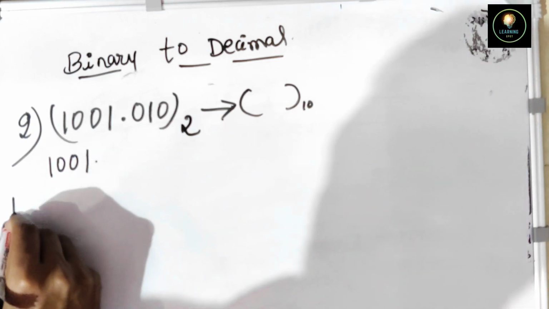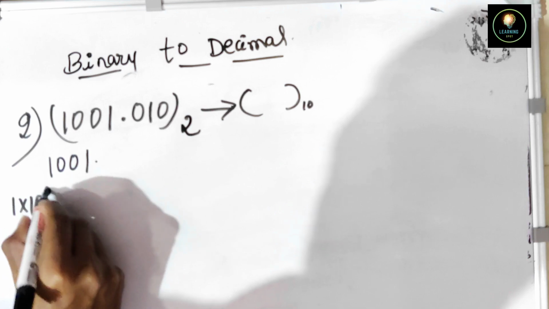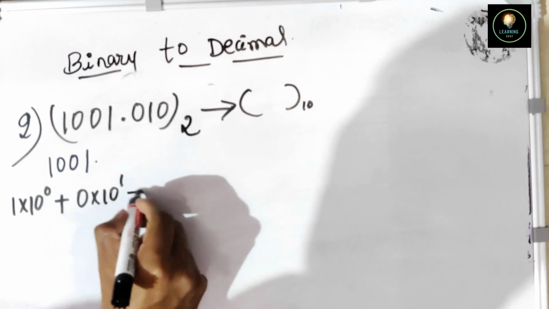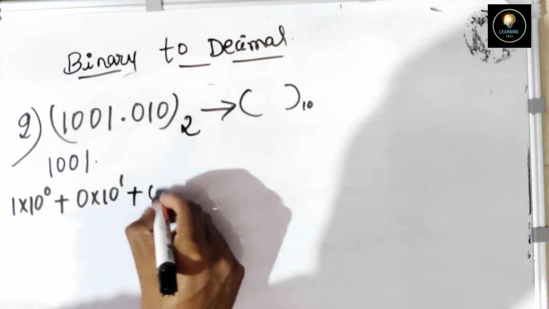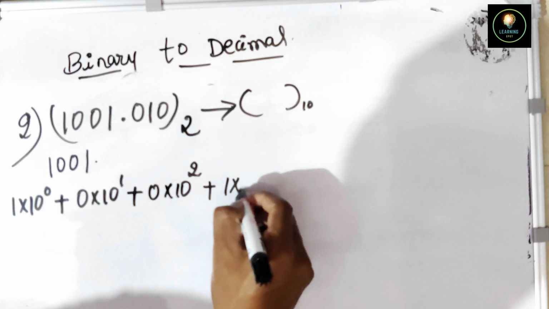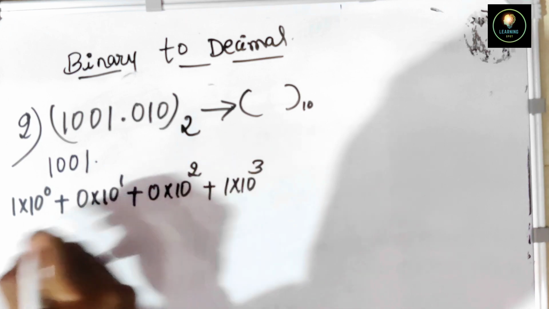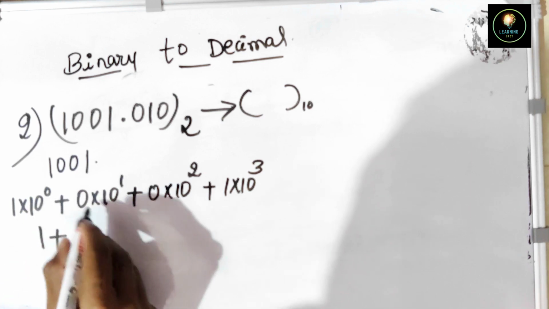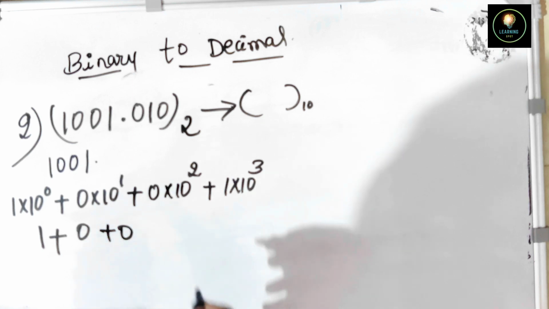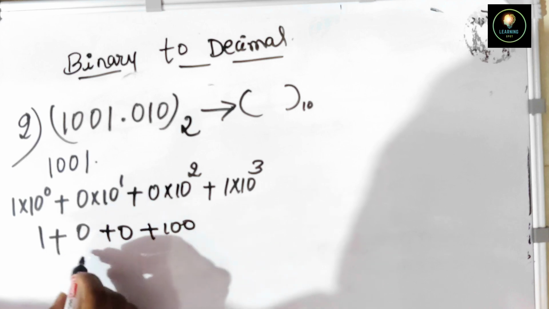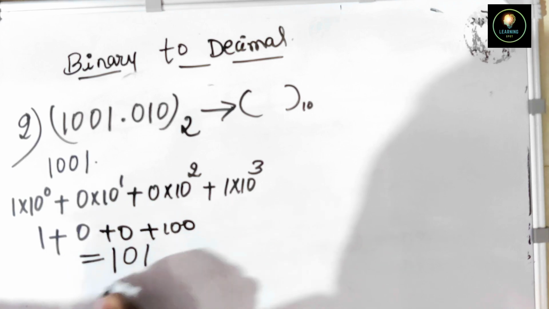Through the formula, what is the value of a0 here? 1 into 10 to the power of 0 plus a1 into 10 to the power of 1 plus a2, which is 0 into 10 to the power of 2, plus a3, which is 1 into 10 to the power of 3. So 10 to the power of 0 is 1, the value is 1, plus this is 0, 0 multiplied by anything is 0, into 100. So the value here is 101.